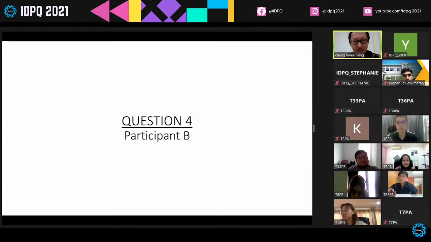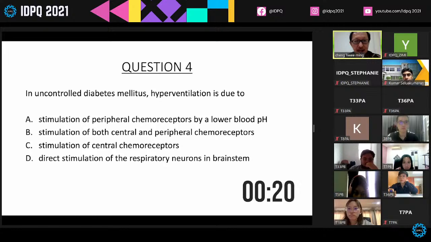The second question to participant B: in uncontrolled diabetes mellitus, the hyperventilation is due to stimulation of the peripheral chemoreceptors by a lower blood pH, stimulation of both central and peripheral chemoreceptors, stimulation of just the central chemoreceptors, or a direct stimulation of the respiratory neurons in the brainstem. Your time starts now.